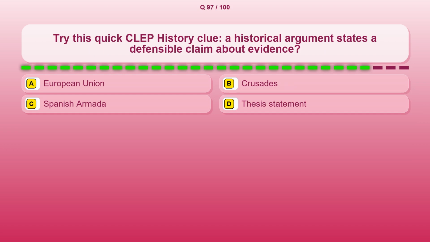Question 97. Try this quick CLEP history clue. A historical argument states a defensible claim about evidence. Option A, European Union. Option B, Crusades. Option C, Spanish Armada. Option D, thesis statement.